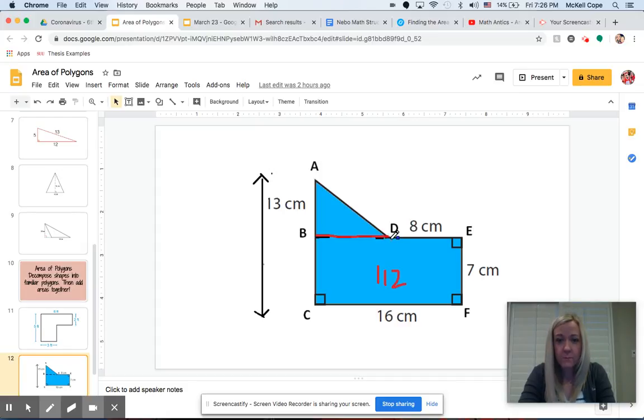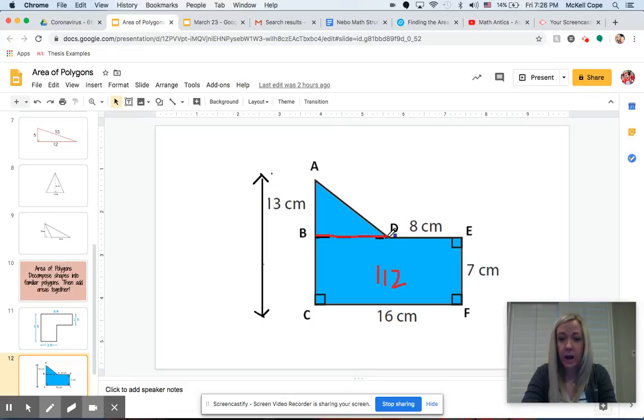So the only thing that I'm missing here is this line right here, which is my base. So I do know that this entire line is 16 because it's identical to this one. Up to this point where the triangle starts is 8.